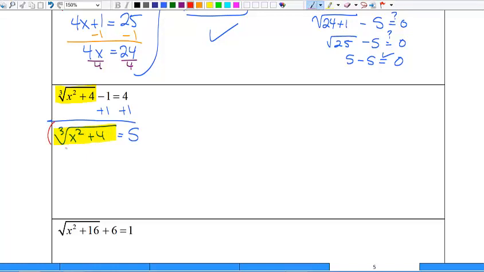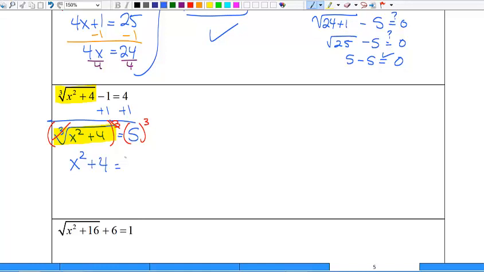Step 2 says to raise both sides to the index. Well, this index is 3 this time, not 2 like last time. So I'm going to cube both sides. The cube and the cube root undo each other. That was kind of the whole point, right? To get that x squared plus 4 out from under the radical.